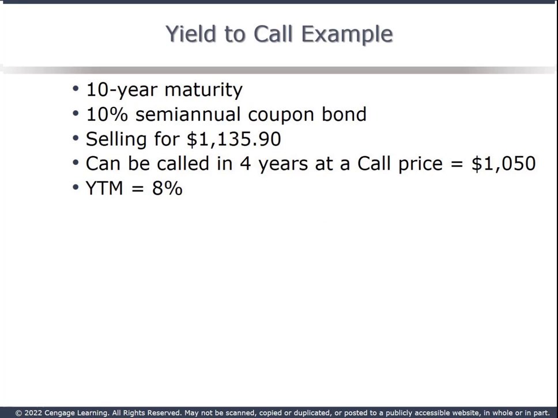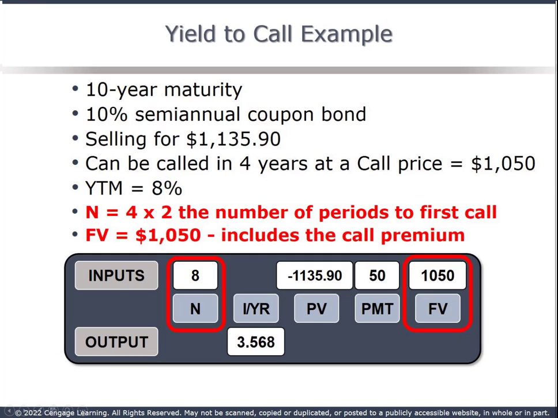In our example, we have a 10-year, 10% semi-annual coupon bond selling for $1,135.90. It can be called in 4 years for $1,050. Yield to maturity is 8%. Solving for yield to call, N is 4 times 2, the number of periods to first call, 8. Future value is $1,050, which includes the call premium. We solve and we get 3.568%.